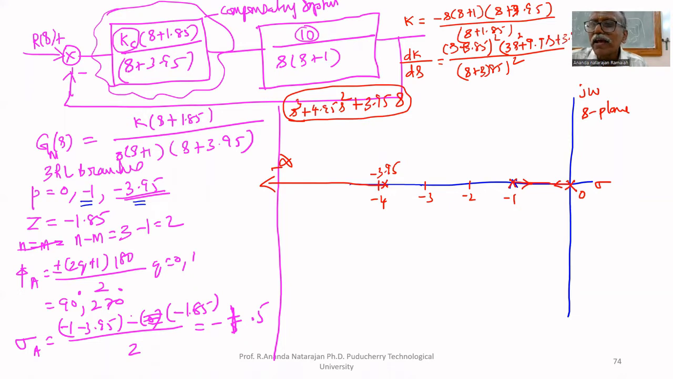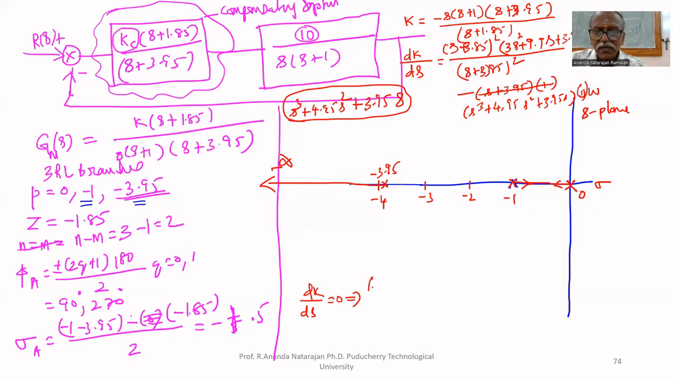s plus 3.95 minus, we have to write as such s plus 3.95 multiplied by 1. Sorry, we have to write s cube plus 4.95 s square plus 3.95 s multiplied by 1. You have to equate this to 0, dK by ds equal to 0. This implies the numerator is 0.